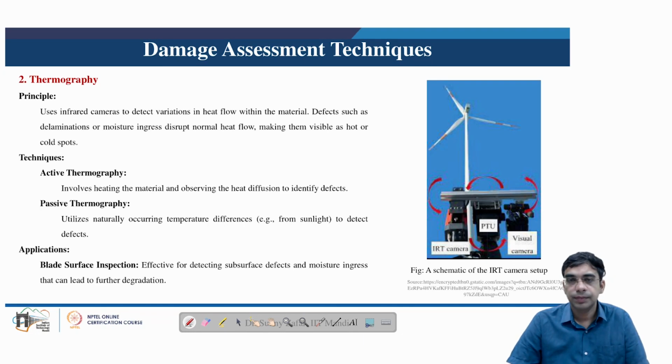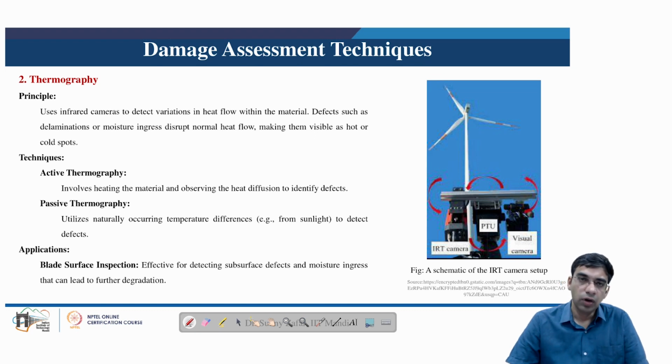The next technique in the damage assessment is thermography. The thermography technique relies on the use of infrared cameras to detect variations in heat flow within the material. Defects such as delaminations or moisture ingress can disrupt normal heat flow, making them visible as hot or cold spots.